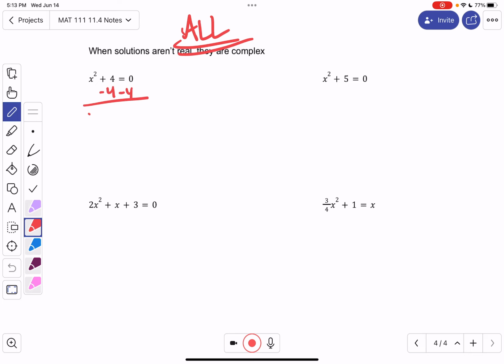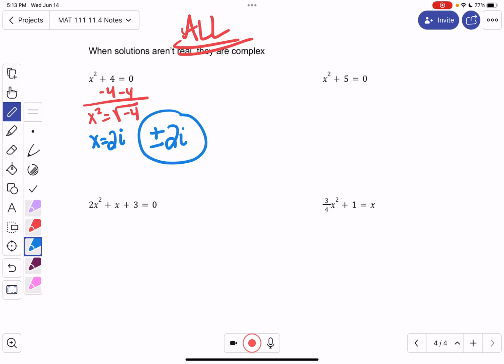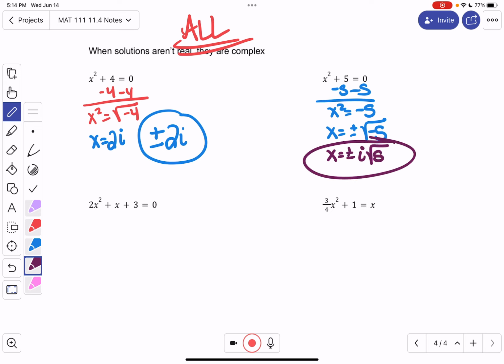Subtract 4 from both sides. x squared equals negative 4. Square root of a negative we can't do, but the negative becomes i. The square root of 4 is 2. And don't forget, when we take a square root, we have a positive and a negative. Same thing over here. Subtract 5 from both sides. Take the square root, so plus or minus square root of negative 5, which is i root 5. All that negative is going to do is bring an i out. Leave it exact unless it tells us not to.